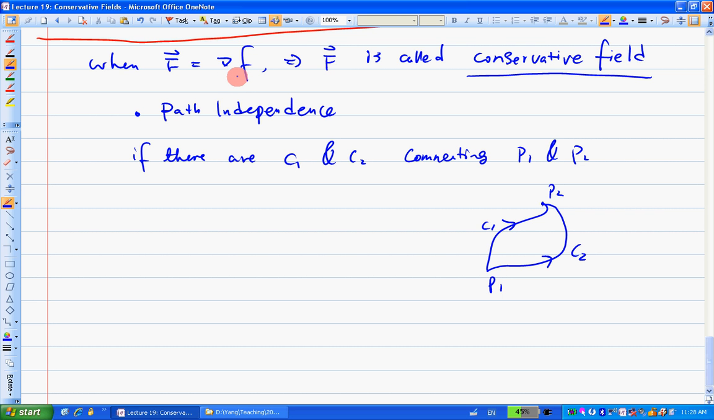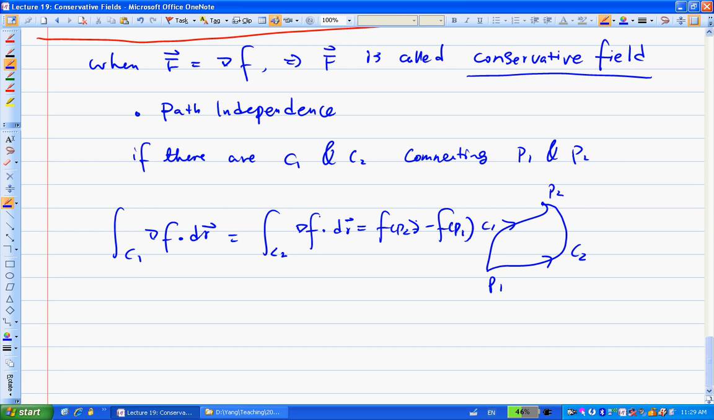So you can go either way to get to P2 from P1. When we have a conservative field and we want to integrate this line integral, then according to the fundamental theorem of calculus, one is C1 and the other is C2. But it doesn't matter which one it is, as long as they share the same starting and end points. Your end result is f of P2 minus f of P1. So that's why it's path independent.